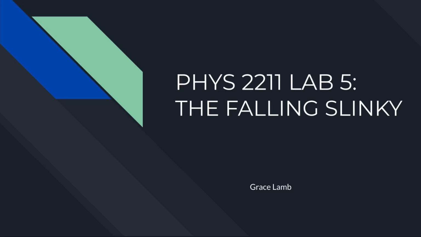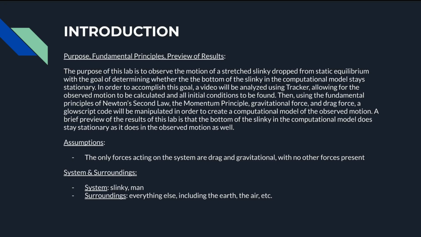This is my Physics 2211 Lab 5, the falling slinky. Okay, so starting off with an introduction to this lab, the purpose of this lab is to observe the motion of a stretched slinky drop from static equilibrium with the goal of determining whether or not the bottom of the slinky in the computational model stays stationary.